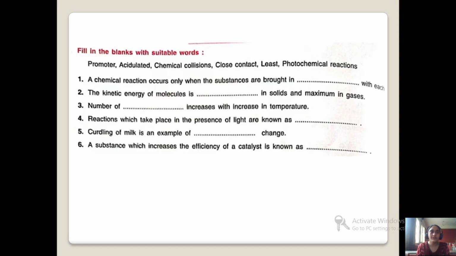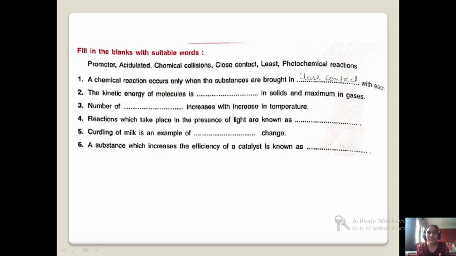Okay, let us solve this assignment. First is, a chemical reaction occurs only when substances are brought in dash with each other. So a chemical reaction will happen when the reactants come closer. So reactants will come closer, so there will be close contact.